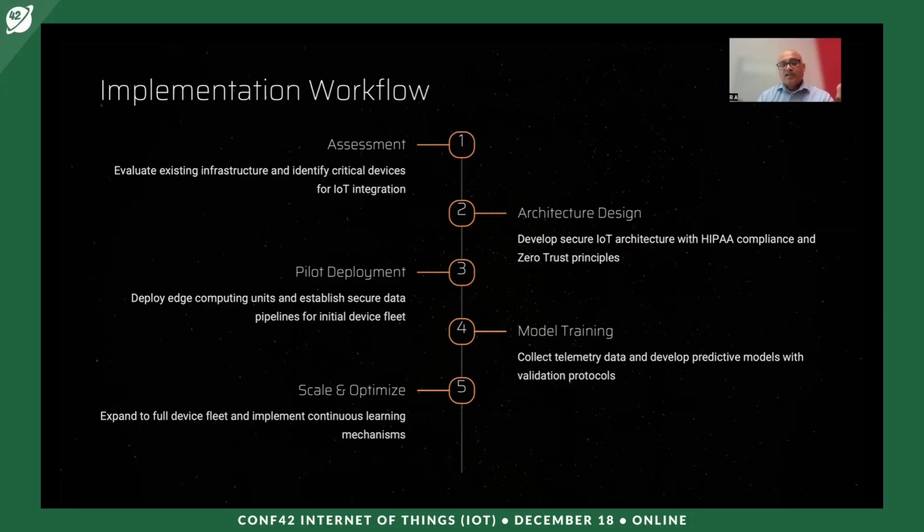And the second is architecture design. So we'll develop the secure IoT architecture with HIPAA compliance and zero trust principles. Then pilot development: we deploy the edge computing units and establish secure data pipelines for the initial device fleet. That means we'll roll out this initially only for 1,000 devices, and we don't roll out for the major clinics and hospitals.